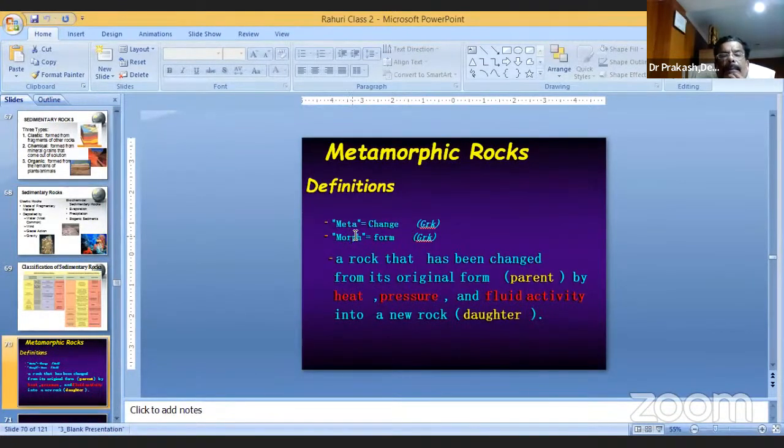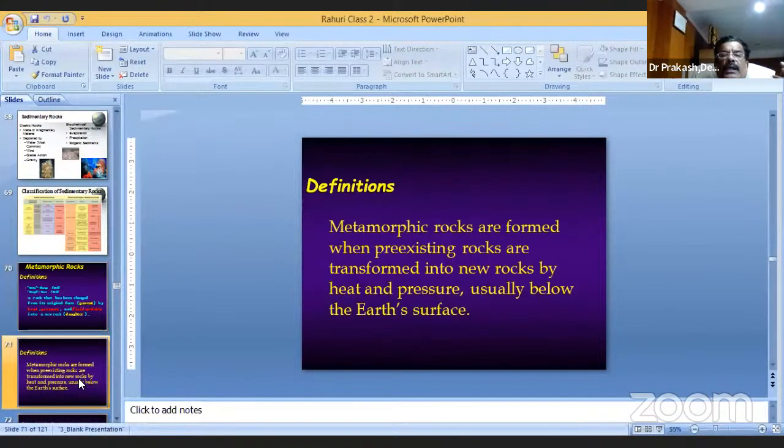So coming to the metamorphic rock. Meta means change, a Greek word. Morph means form, Greek. A rock that has been changed from its original form, the parent, by heat, pressure, and fluid activity into a new rock, the daughter rock. So that is the metamorphic rock. Metamorphic rocks are formed when pre-existing rocks are transformed into new rocks by heat and pressure, usually below the earth's surface.